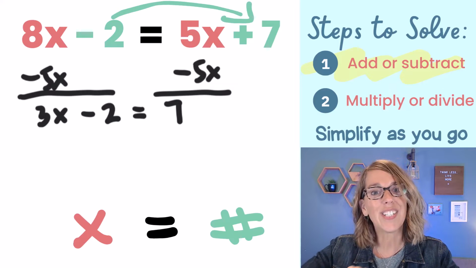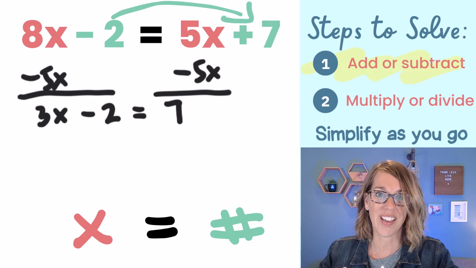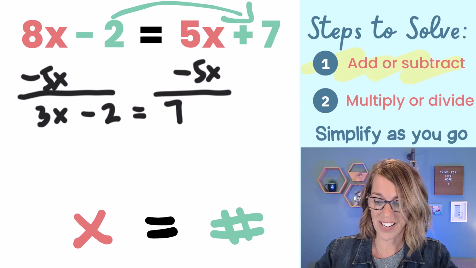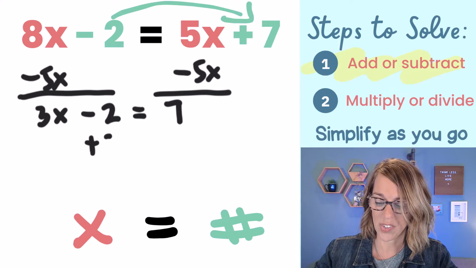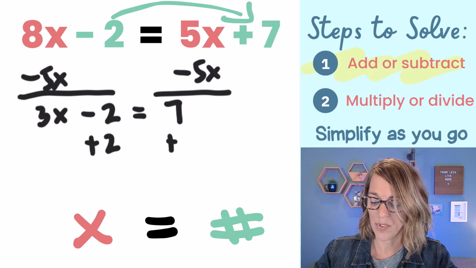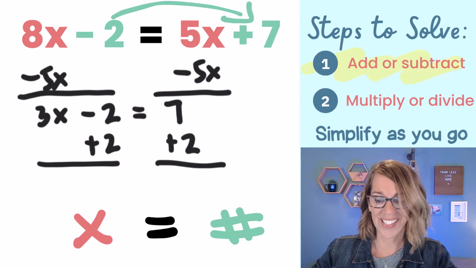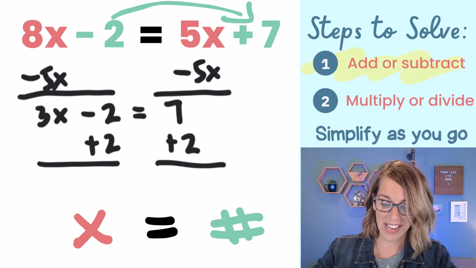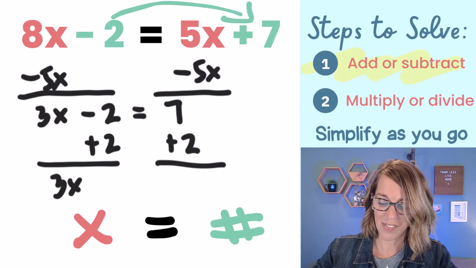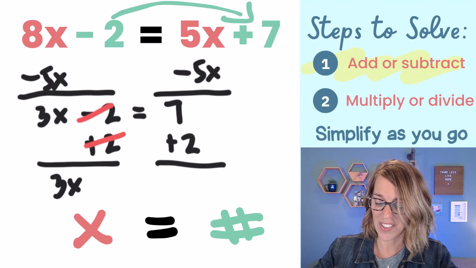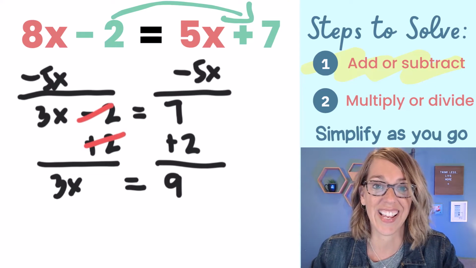That means that I still need to move the 2 to the other side. Let's go ahead and do that by undoing. It was subtracted, so I need to add the 2 to undo it and move it to the other side. Once I have done that, I can again do my math. I've got my 3x plus nothing is 3x. Negative 2 plus 2 is 0. Those go away. And on the other side of my equation, I have equals 9.